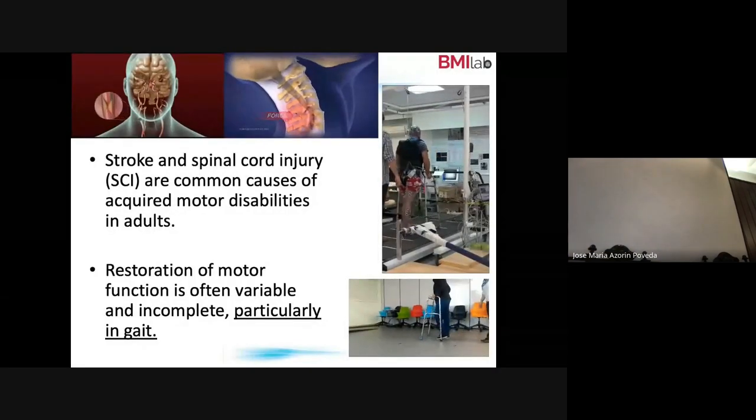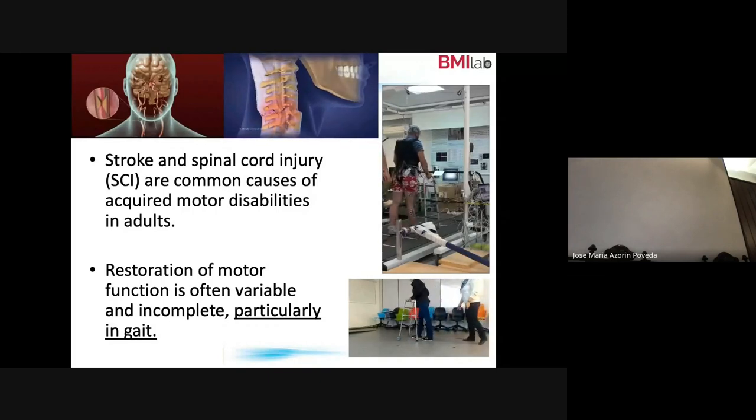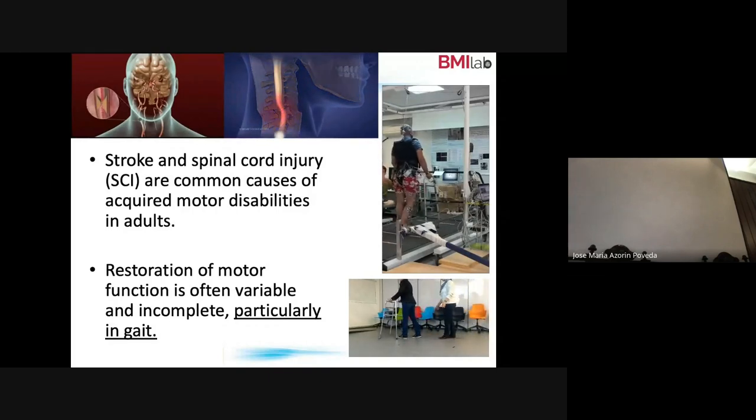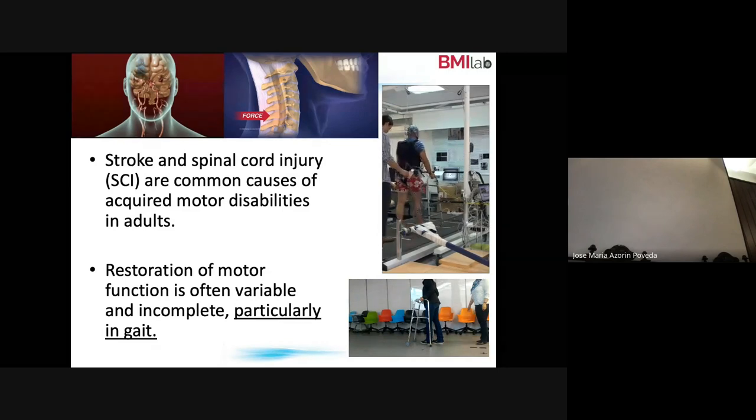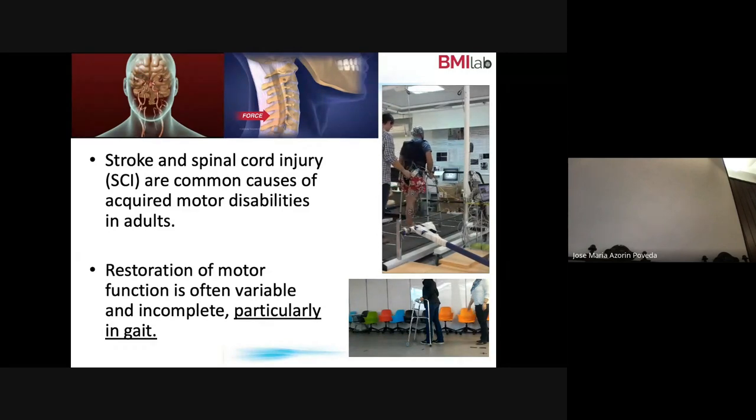Well, why we think that it's very useful to use brain-computer interfaces combined with exoskeletons. As you know, stroke and spinal cord injury are very common causes of motor limitation in people. So basically, as you can see here in this video, when a person has suffered a stroke, for instance, or a spinal cord injury, they have some problems related with the motor function. For instance, in this case, you can see that the person has some difficulty walking.